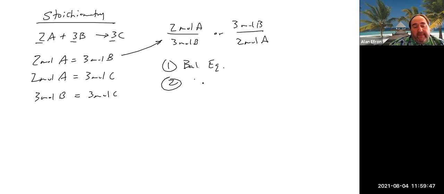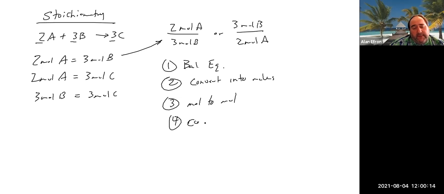You want to convert whatever they gave you into moles. And again, this could be grams to moles. This could be volume and molarity to moles. This could be ideal gas law to moles, you know, a lot of different ways to get there, but you want to convert whatever they gave you into moles. You then want to use that mole to mole relationship to go from what they gave you to what you're interested in. And lastly, convert those moles into other units.